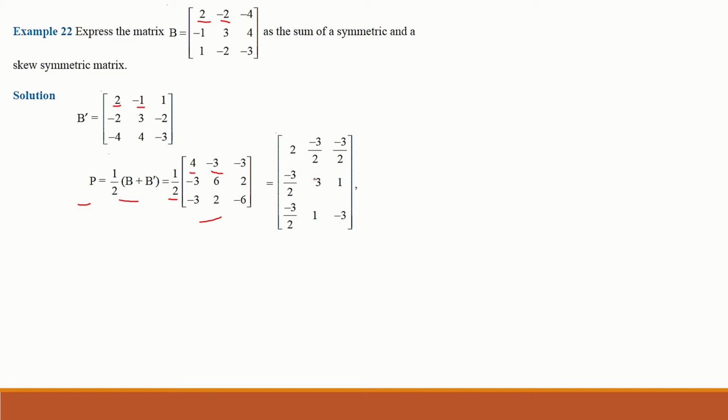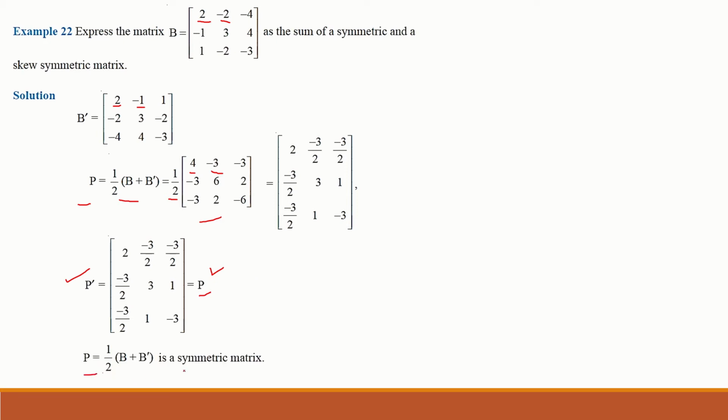And if we take the transpose of this matrix P, it will be like this. So this is nothing but equal to P only. So when P dash is equal to P, then it is a symmetric matrix. That means P is equal to half of B plus B dash is a symmetric matrix.